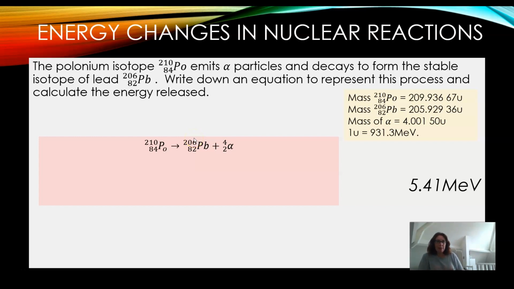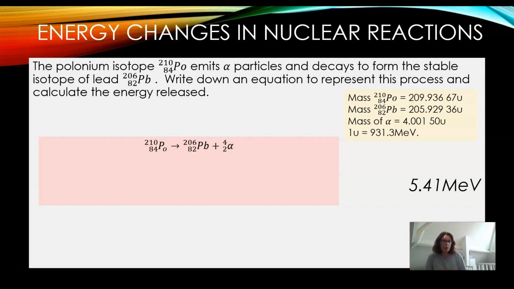But that doesn't happen in nuclei. This polonium, if you put it on some scales, would actually weigh more than if you put these two on some scales. There's a difference in mass. And that difference in mass is because some of the mass is being converted into energy, according to Einstein's famous equation.